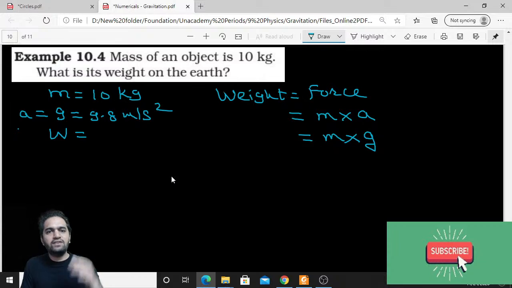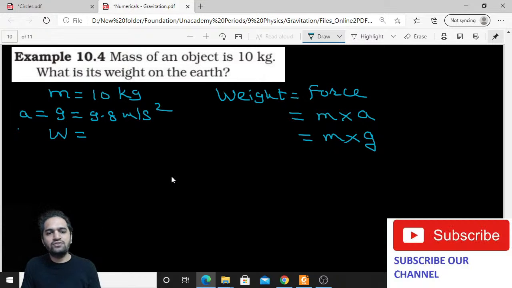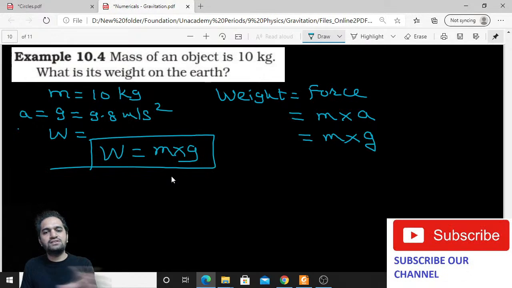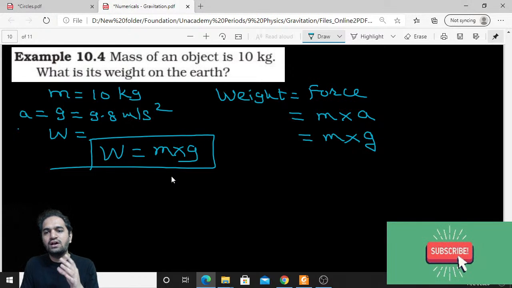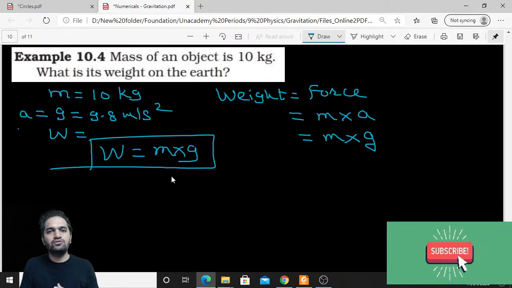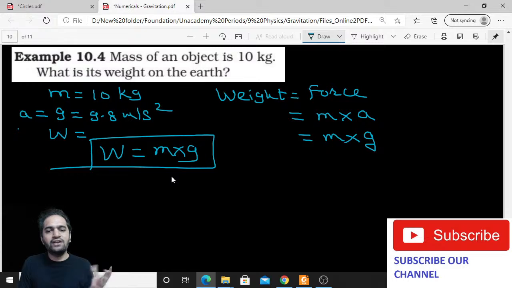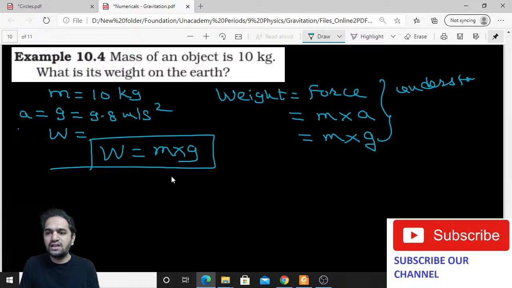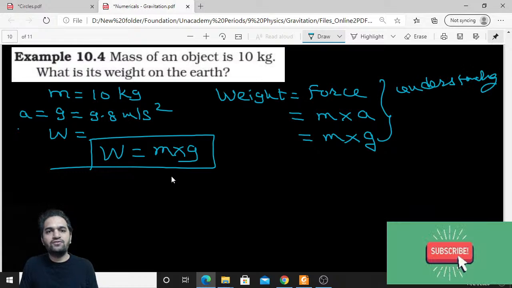So that means whenever we are asked next time, we are just going to write down the formula. Weight is equal to mass into g. Okay? This you can directly write down. You don't need to derive this each time, like weight is equal to force, then force is equal to mass into acceleration, then m into g. That is not at all required. You can directly write down w is equal to mg. This is just for your understanding. Fine. You can directly write down the formula, put the values and get the answer.